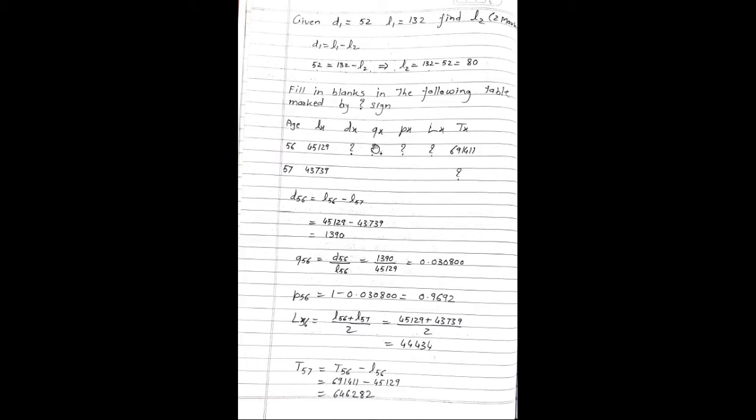Next question mark is q56. So for q56, the formula can be written as d56 upon l56. d56 we have just calculated as 1,390, divided by l56, which is given as 45,129. So the answer is 0.030800. So the value of qx is 0.0308.